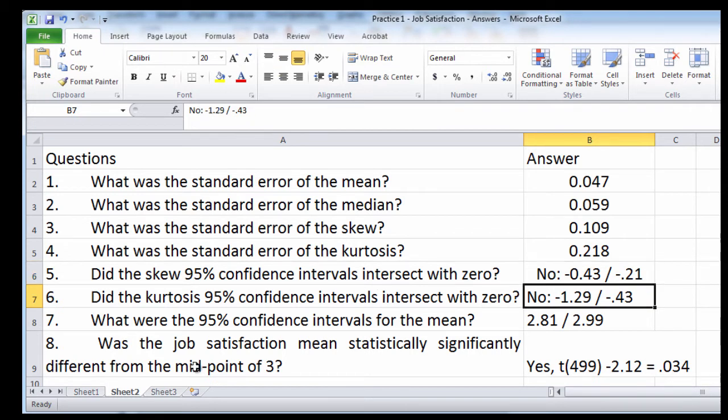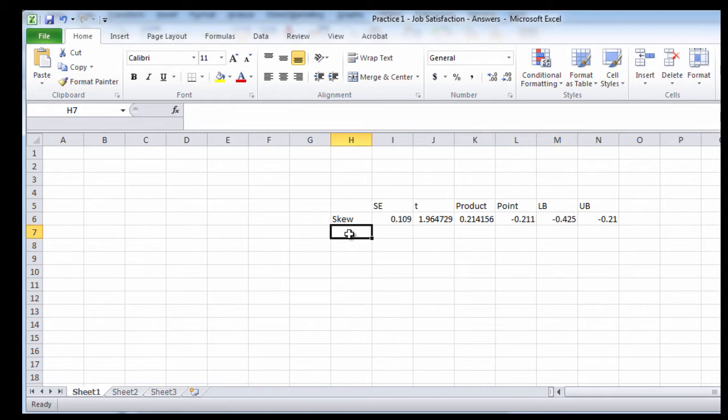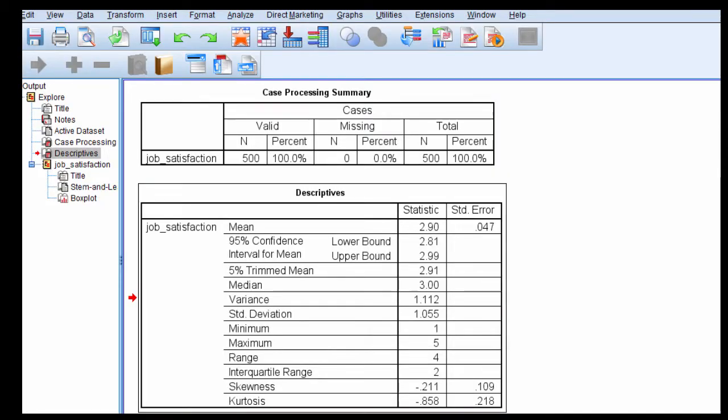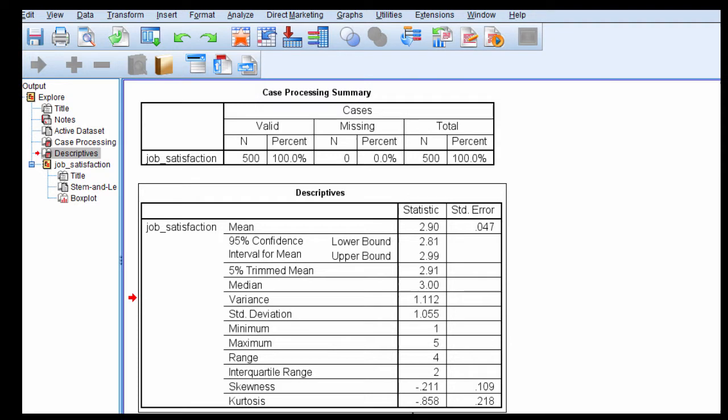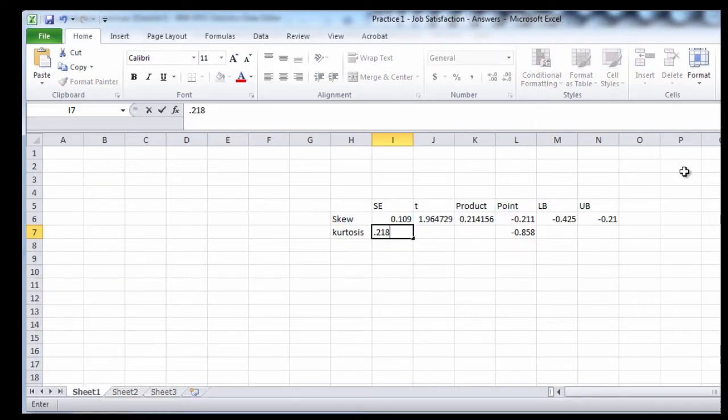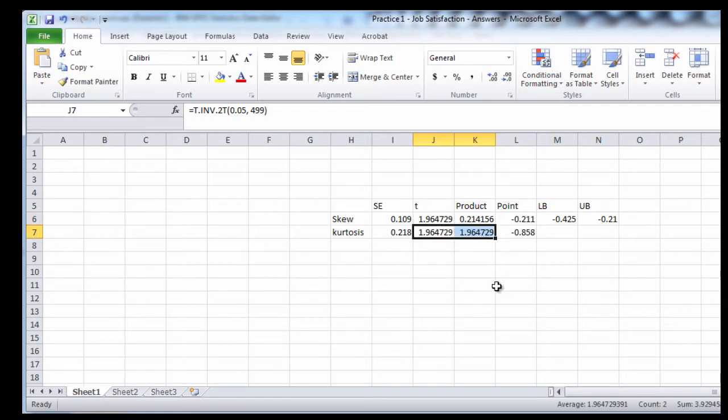So did the kurtosis confidence intervals intersect with zero? Let's see if I actually got this one correct. Let's go with kurtosis here. And what was the point estimate, which would be the first thing to look at? Negative 0.58. And the standard error was estimated at 0.218. And the t-value is exactly the same, so I can just copy that here.